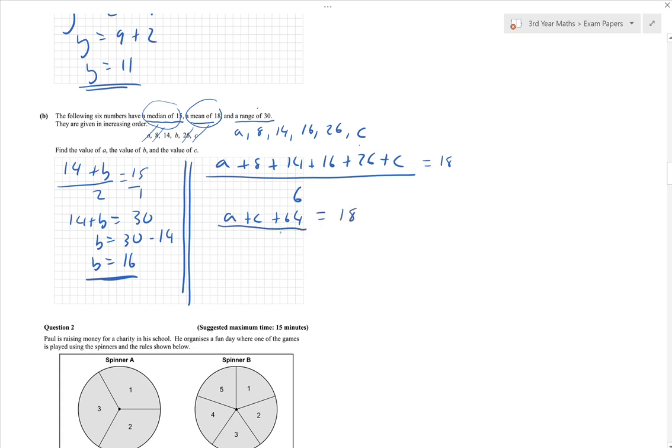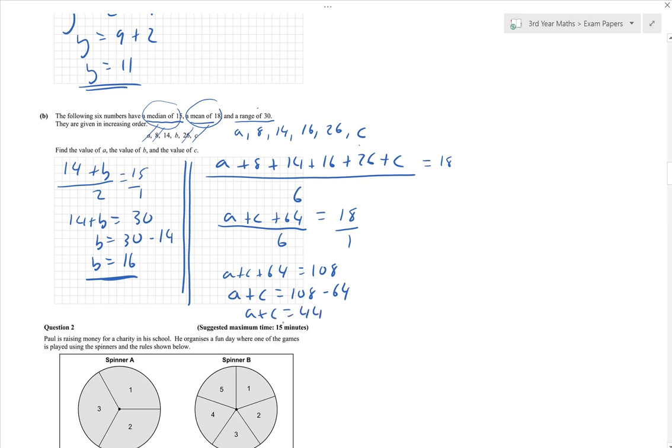Sorry, divided by 6 equals 18. Now, I can't simplify this anymore, but I'm going to make this a fraction, and just like I've done in the previous few questions, I'm going to cross multiply. So now I know A plus C plus 64 multiplied by 1 is A plus C plus 64. And 18 multiplied by 6 is 108. So then, A plus C is equal to 108 minus 64. A plus C is equal to 44.